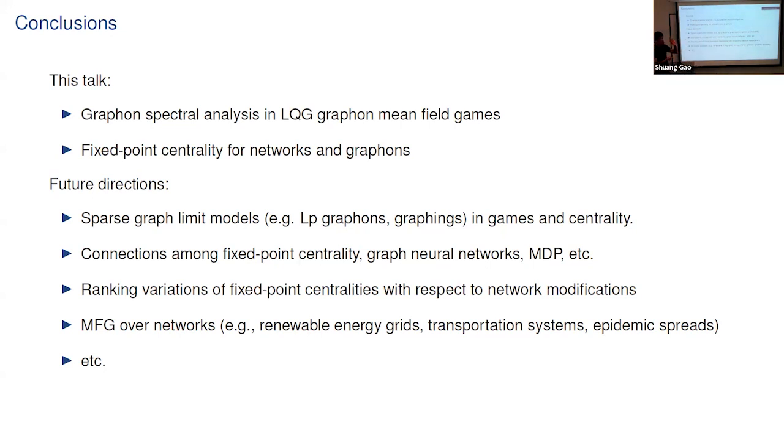If you change or remove a link, how does the order in which you rank the nodes change? And another direction is looking at mean field games over networks, where the networks here, as I mentioned, can be broadly defined, and we'll have completely different types of dynamics. The scenarios for application I'll be looking at are renewable energy systems, transportation systems, and epidemic threats, and others. So that's the end of my talk.